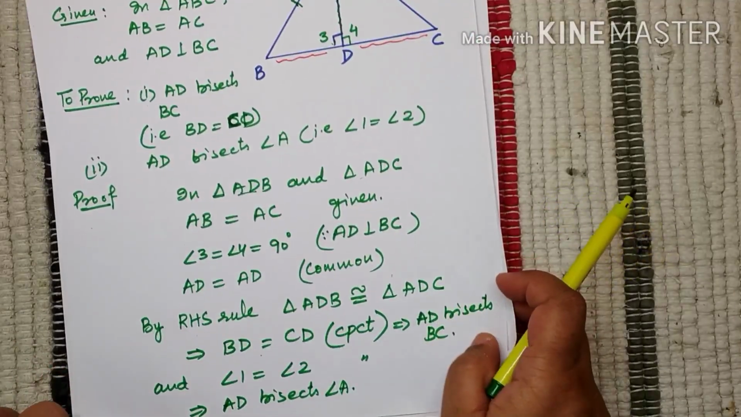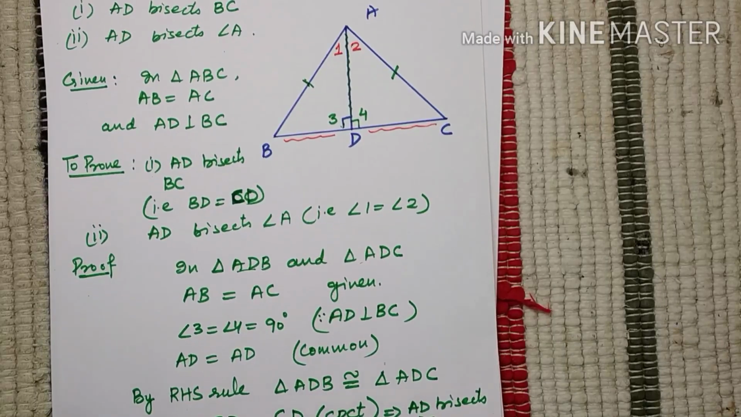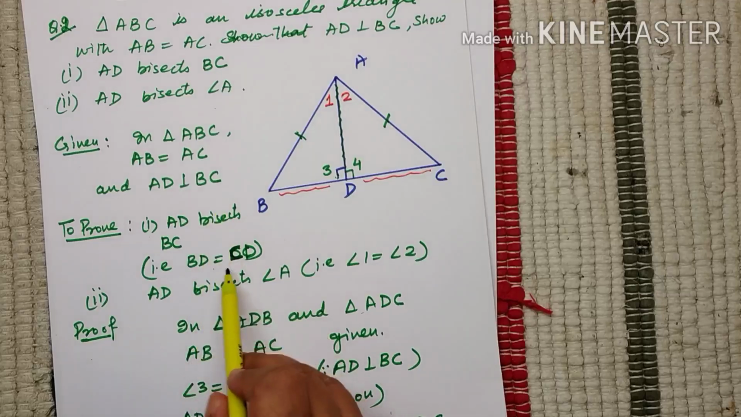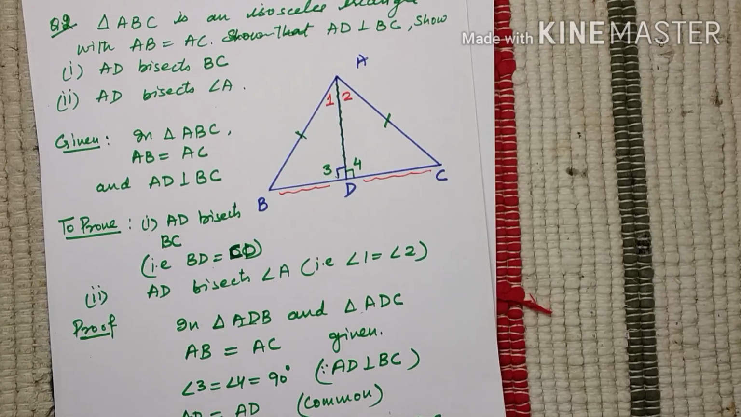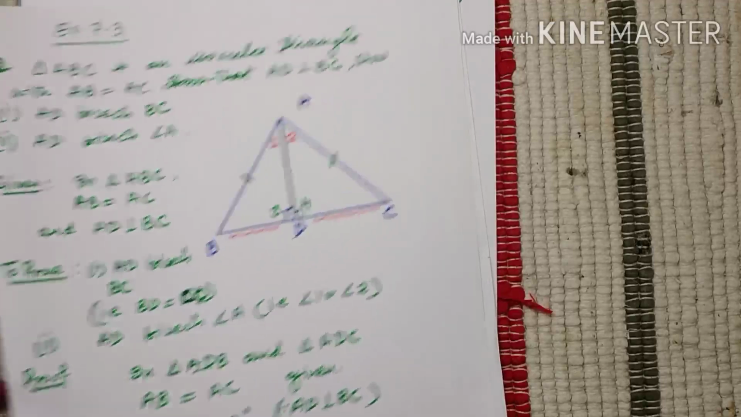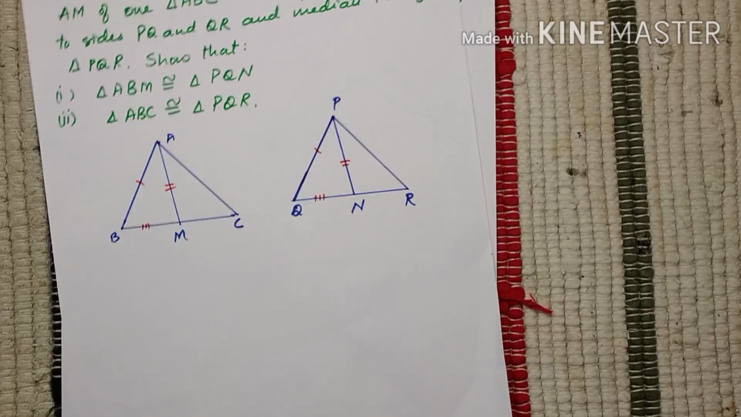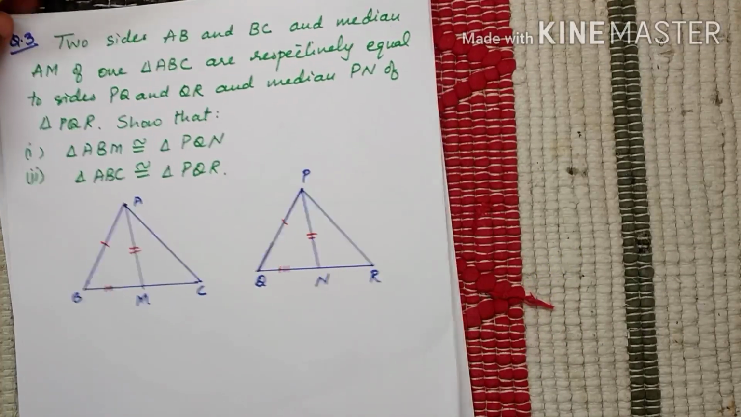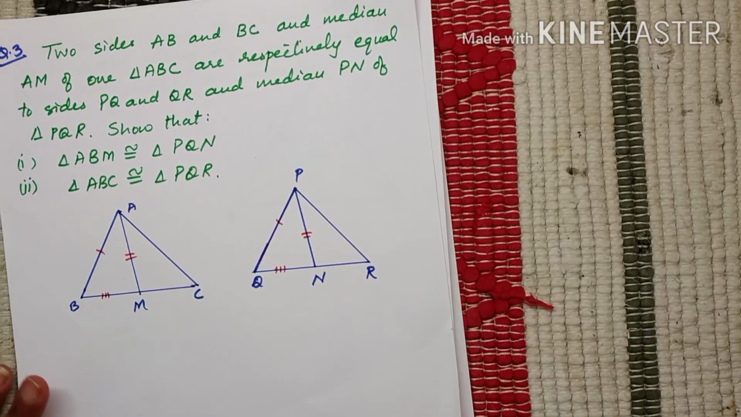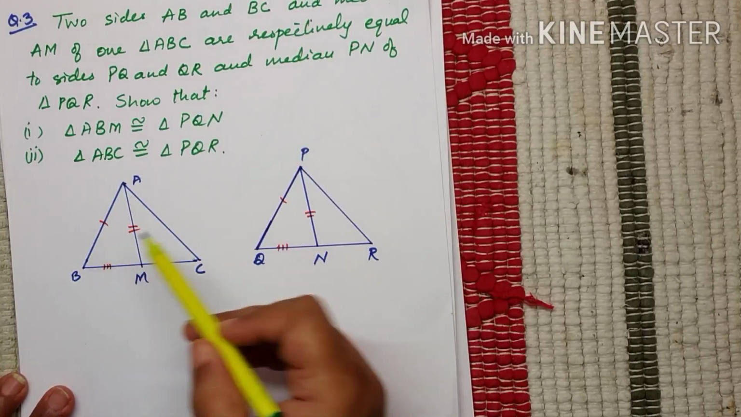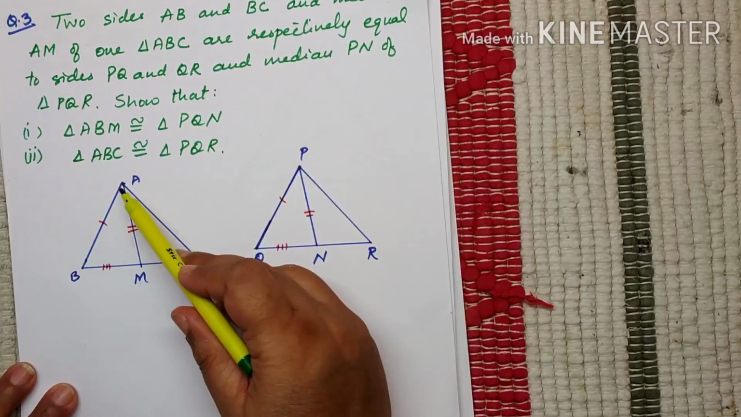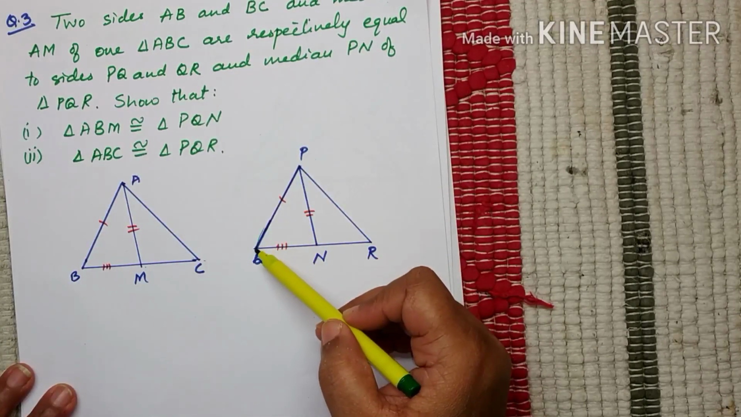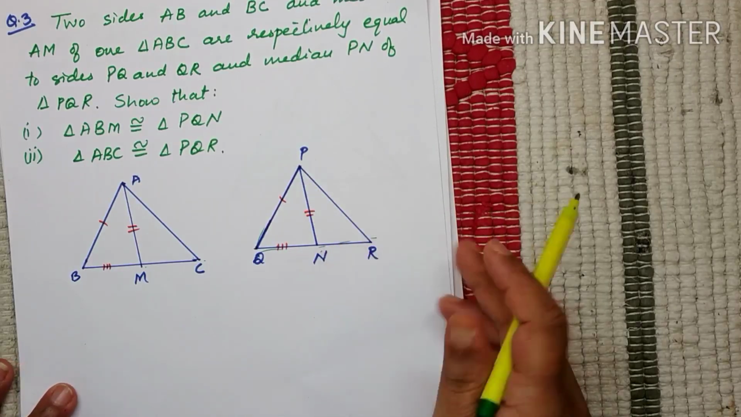And if you did not write this sentence here even, no problem, because we have already mentioned in the to-prove that in order to prove this, it's sufficient to prove this. So this was your second question. Now moving on to the third question. The third question says, two sides AB and BC and median AM of a triangle ABC are respectively equal to the sides PQ, QR and median PN of triangle PQR.